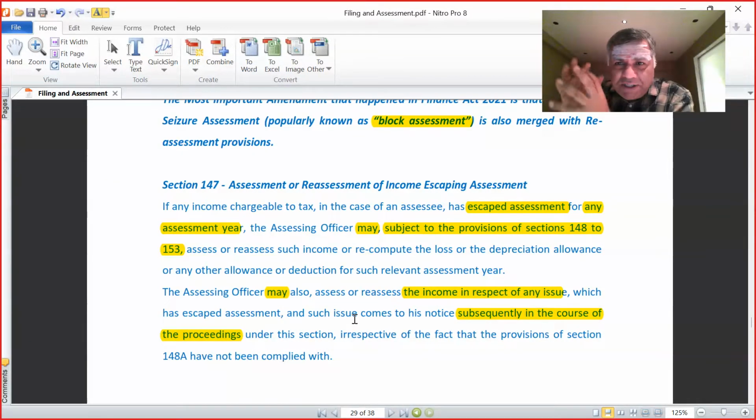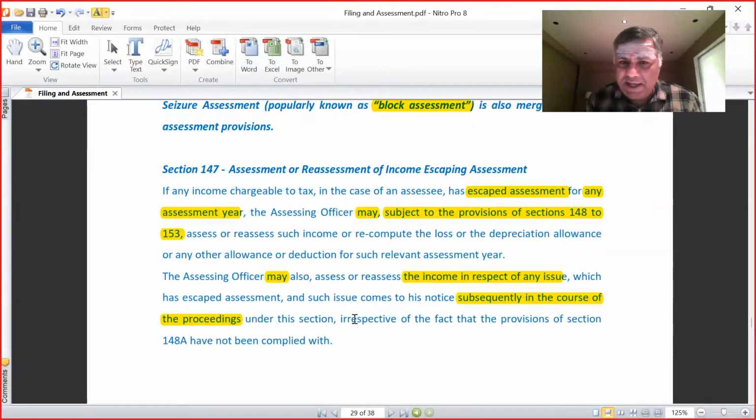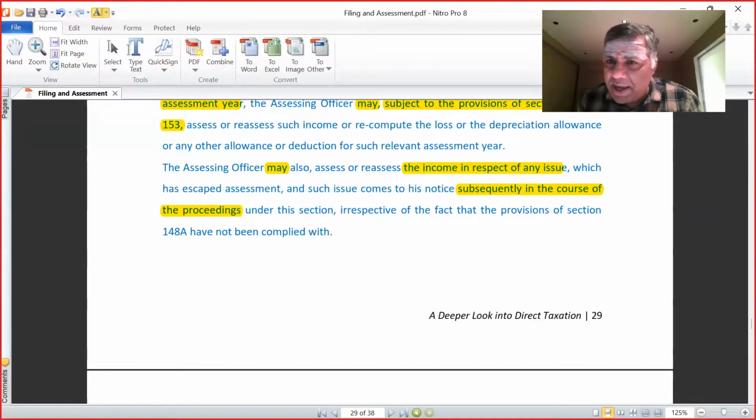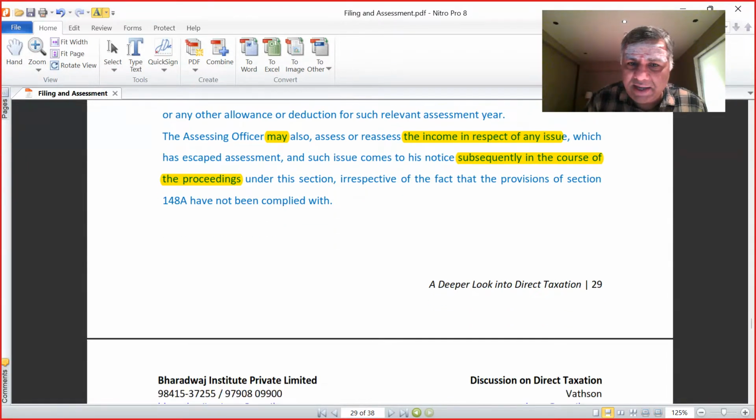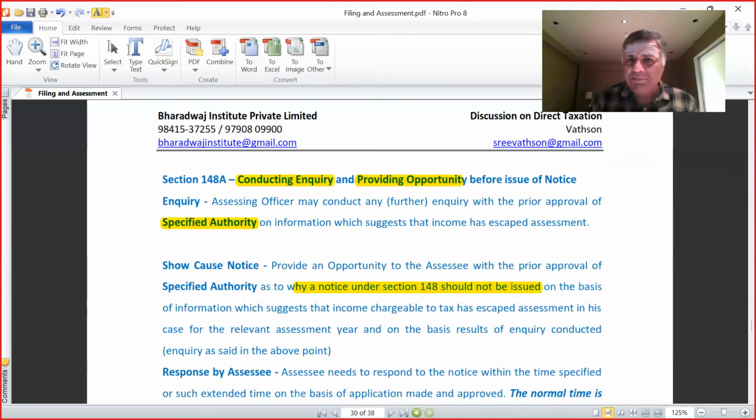So, which comes to the notice subsequently, he can assess. What do you mean by assess and reassess? Assess means first time. That is, I missed out on it in the scrutiny assessment. Now only I am taking it out. Reassess means already scrutiny assessment is over and I am now again taking it up for reassessment. Okay. So, how do you do that?